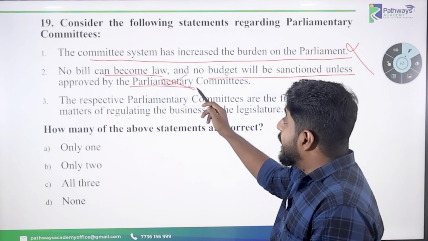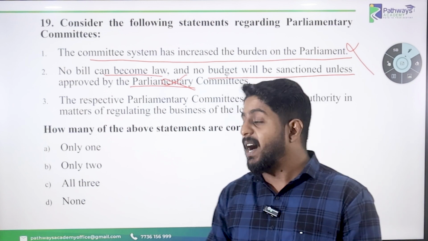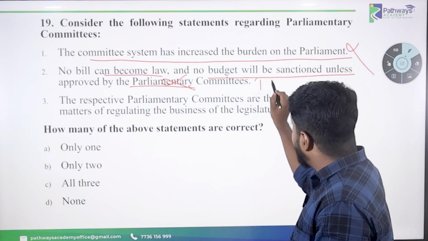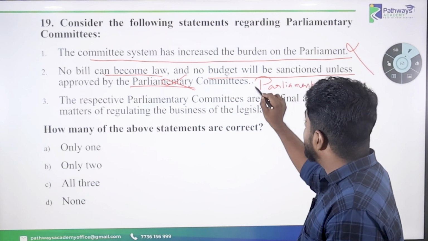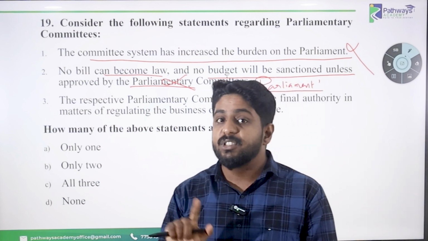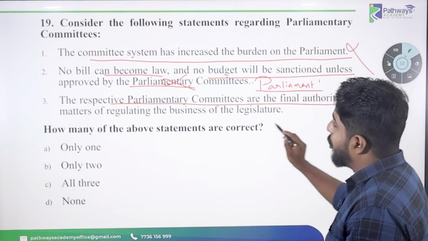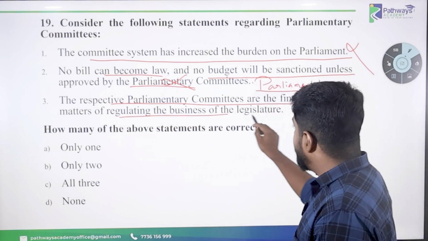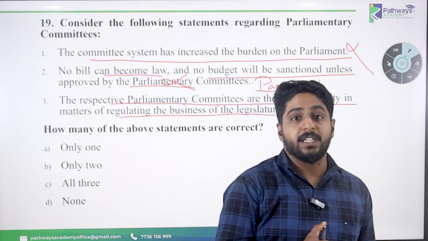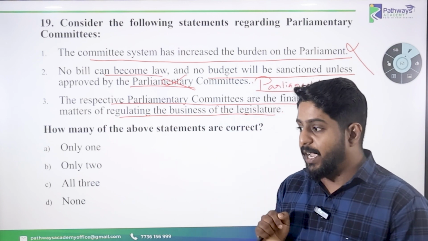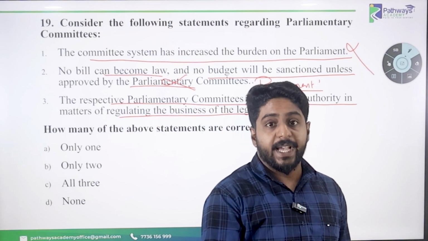No, sir. No bill can in fact become a law or no budget can be passed without the approval by the parliament, not the parliamentary committees. Parliamentary committees' recommendation or approval is not a mandatory concern. The respective parliamentary committees are the final authority in matters of regulating the business of the legislature. No, regarding regulation of the business, the authority is the presiding officer. As I have already told you, inside the parliament, the business is regulated by the presiding officer.